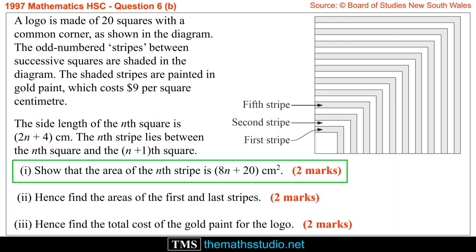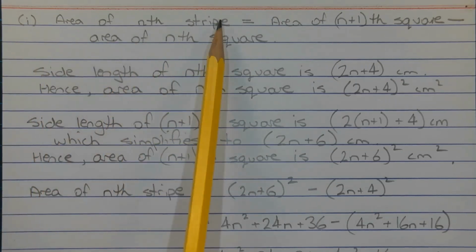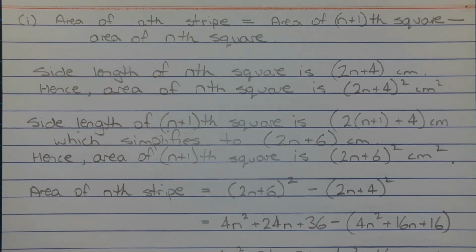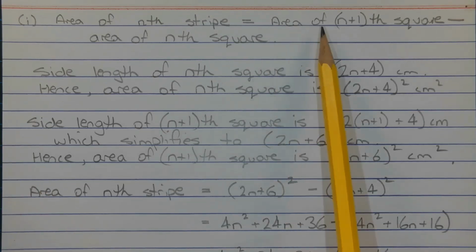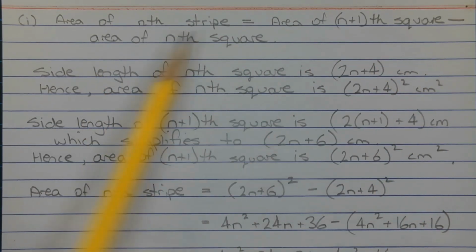Part 1. Show that the area of the nth stripe is 8n plus 20 square centimetres. The nth stripe lies between the nth square and the n plus 1 square, and the n plus 1 square is bigger than the nth square. So the area of the nth stripe is the difference between the n plus 1 square and the nth square. And that's equal to the area of the n plus 1 square minus the area of the nth square.